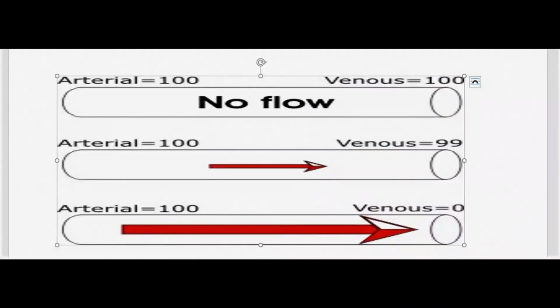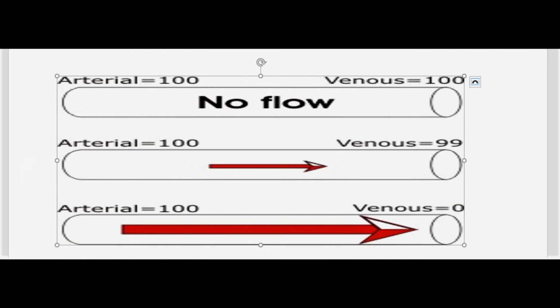Great. So let me show you an image that I'm going to use to explain how blood flows. Explaining flow. You can see that in the first vessel, you can see flow direction. It says that arterial flow is 100 millimeters of mercury and venous flow is 100. Now it says that no flow.